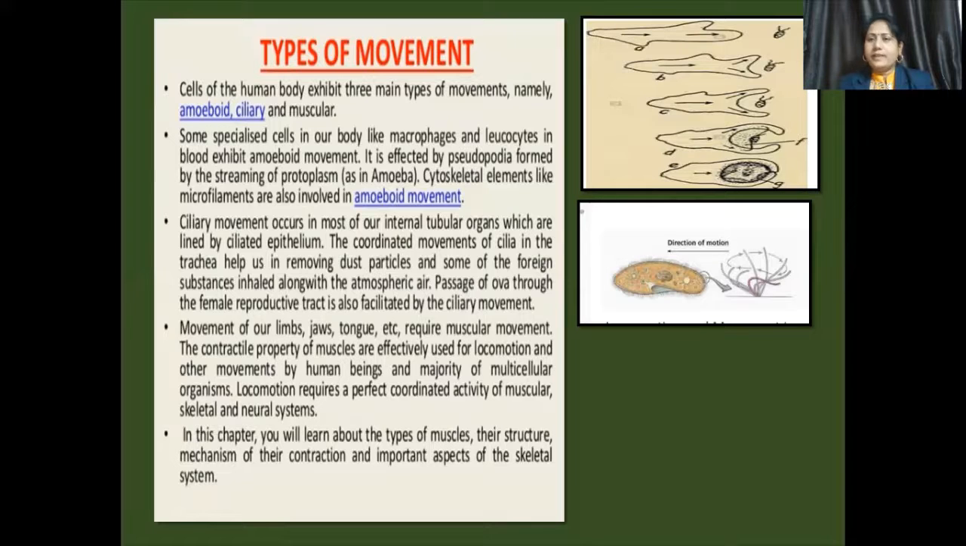Fallopian tube is the part of the female reproductive system in which ciliary cells are present, which mainly pass the ova in the forward direction. Okay. So that is about the ciliary movement.